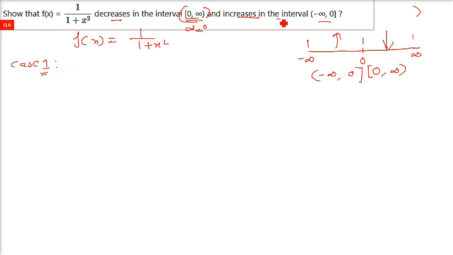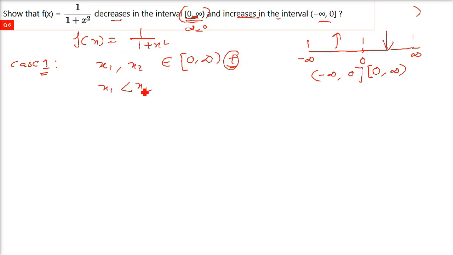So case 1, we are taking the first one, that is 0 to infinity. We are taking two numbers x1 and x2 which belong to this 0 to infinity. So essentially we are talking about positive numbers. And we are also declaring that x1 is less than x2. Two numbers, one number is lower than the other number. So don't worry about 0 to infinity. Forget about it. Just imagine that you are only dealing with positive numbers here.